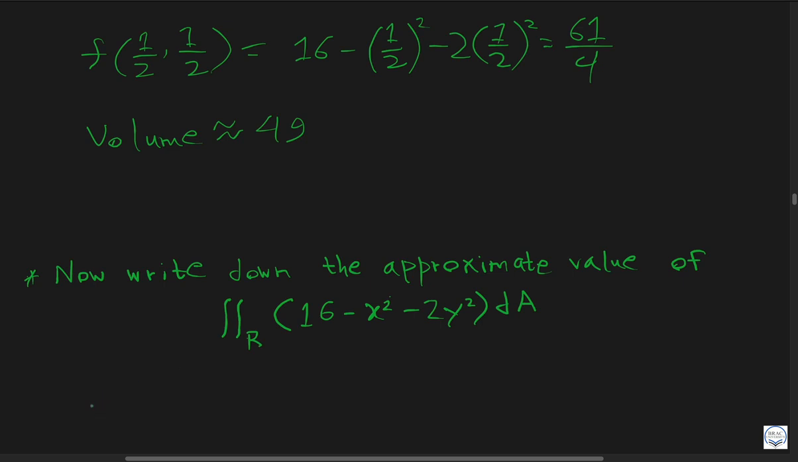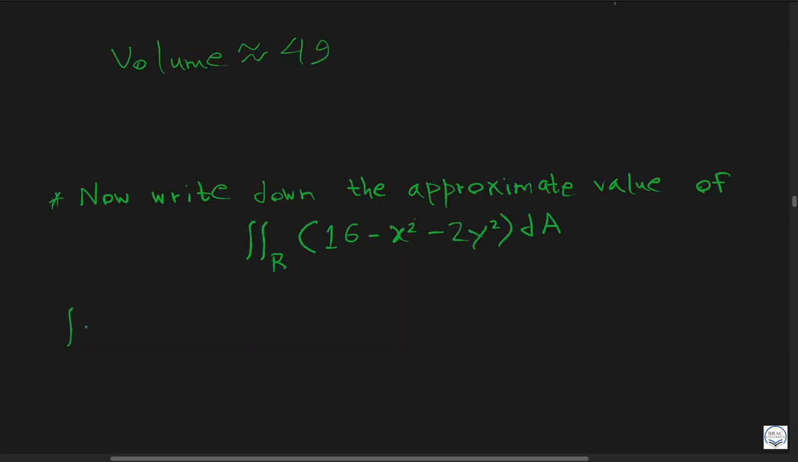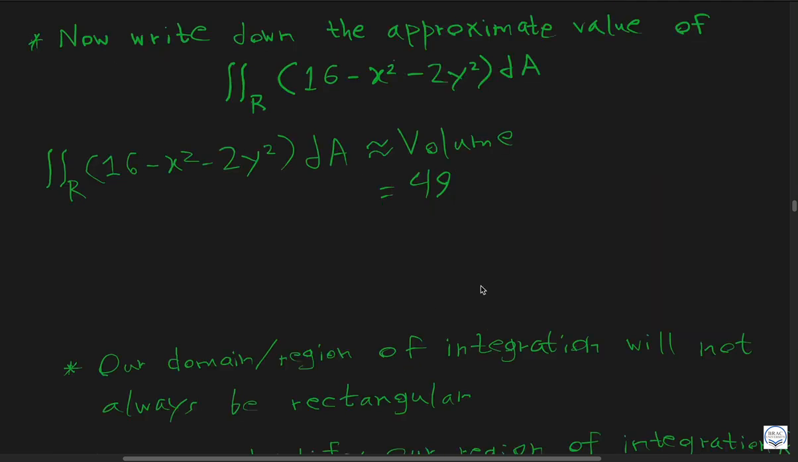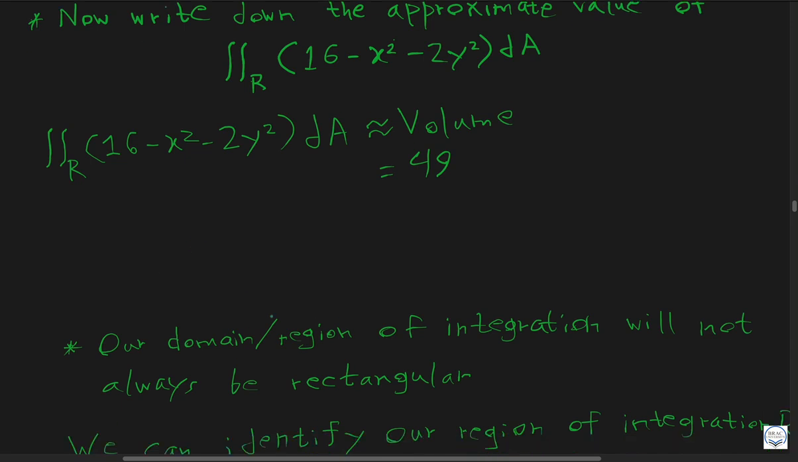Now we have the next part of the question, which reads as follows. Now write down the approximate value of the double integral over the region R of 16 minus x squared minus 2y squared times dA. So we know that the double integral is the same thing as the volume. Therefore, the approximation of this integral is the same thing as the approximation of the volume. And we know that the approximate volume is 49. This means that an estimation of this integral is also 49.